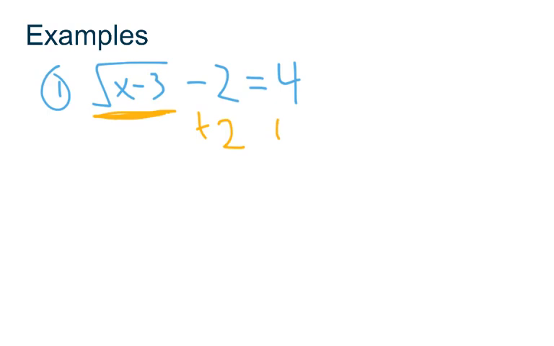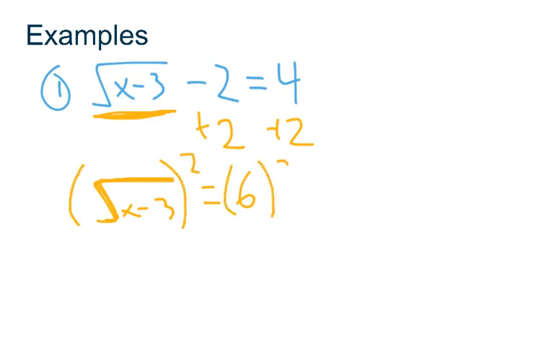So we would add 2 to both sides. Now we have the square root of x minus 3, and that's all under the square root, so that's combined. You can't do anything with that. It is equal to 6. We've isolated the radical, so we're done with step 1, and we can go to step 2, which is where we square both sides.